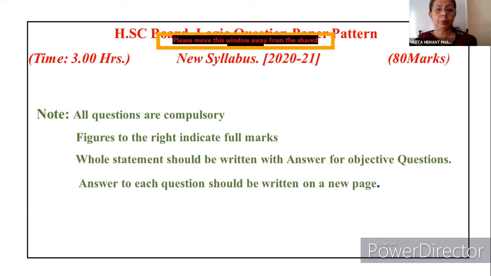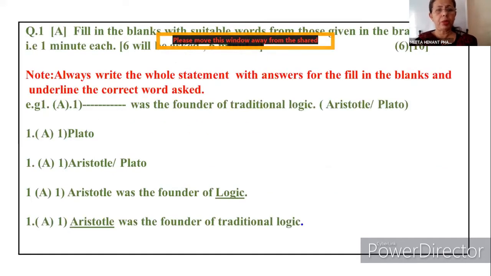Now we come to question number 1. Question number 1A: fill in the blanks with suitable words from those given in the brackets. That is, you will be asked 6 and you have to give 6 minutes for fill in the blanks, 1 minute each. Okay. Now you will have to note down that always write the whole statement with answers for the fill in the blanks and underline the correct words asked.